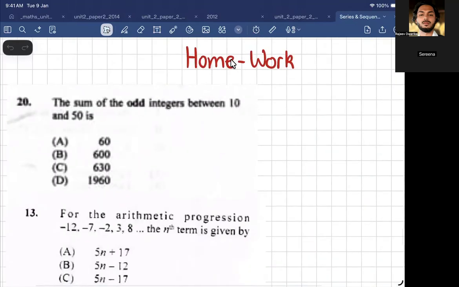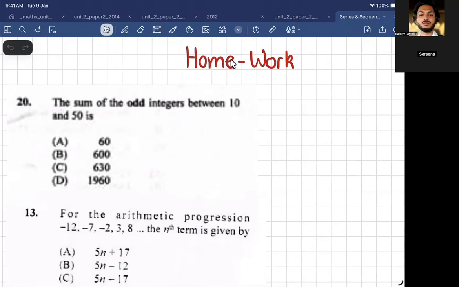Okay, so give the first question I read for now. The sum of the odd integers between 10 and 50 is A 60, B 600, C 630, D 1960. Okay, great.